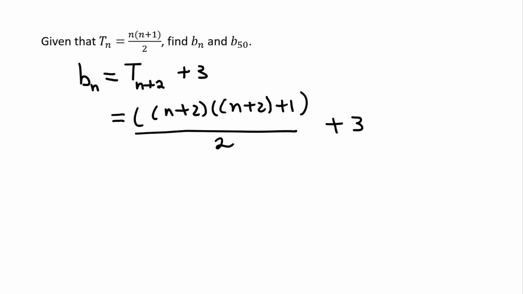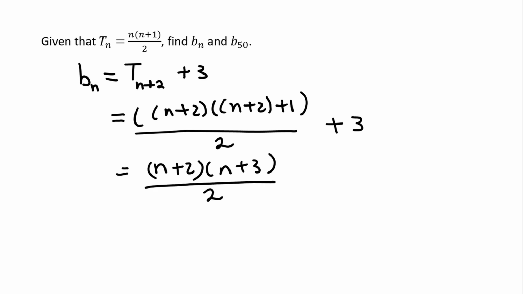plus 3. Okay. We can clean this up a little bit, and we'll end up with n plus 2 times n plus 3 divided by 2 plus 3. That's clean enough. Now let's compute b sub 50. So you're going to put in 50 every place there is an n.